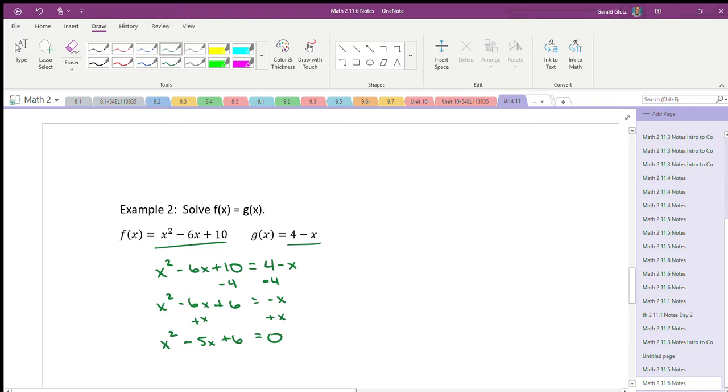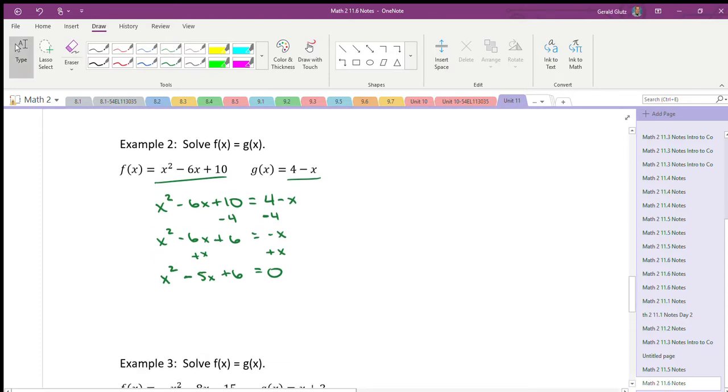So we have talked about 3 different methods to solve these things: factoring, completing the square, and quadratic formula. So quadratic formula takes the longest, so I'm going to try to avoid that if I can. B is an odd number, so I don't want to complete the square. So I'm going to try to factor it if I can.